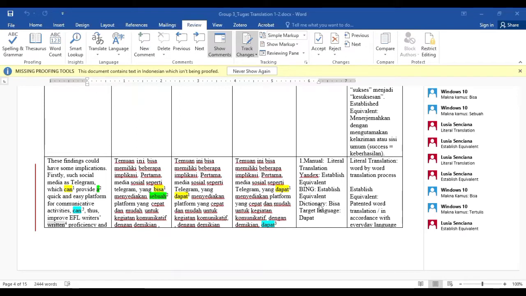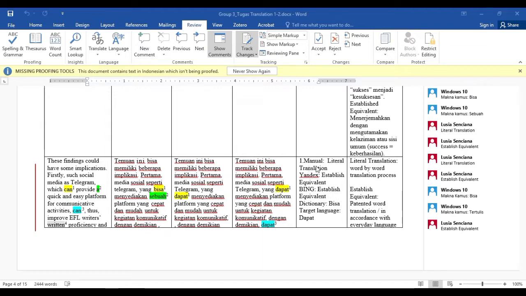Okay, for the first is "can." Can in the dictionary meaning is "bisa," and the manual translator interpreted to "bisa." And in the Yandex translator interpreted to "dapat," and the Bing translator same with Yandex translator, which is interpreted to "dapat."